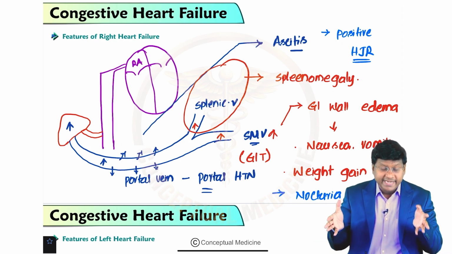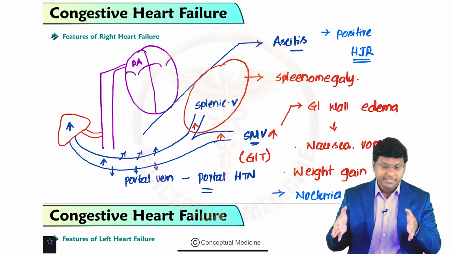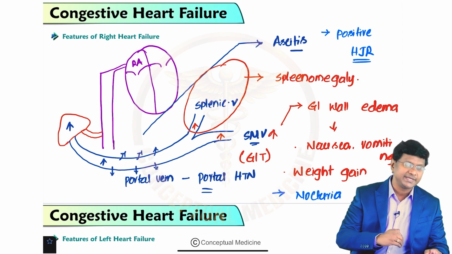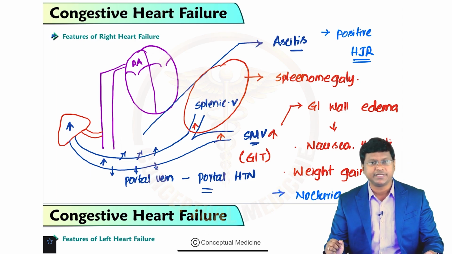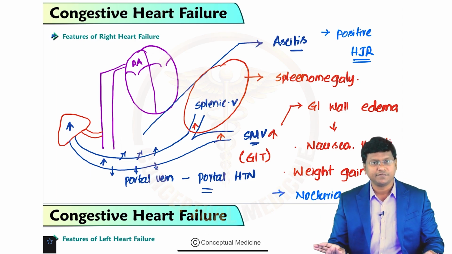So the entire fluid which is accumulated in the form of pedal edema and ascites will try to enter into the venous system, and the venous return increases during night, and thereby there will be nocturia. So these are the features of right heart failure.